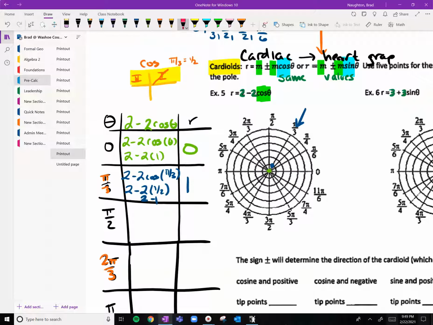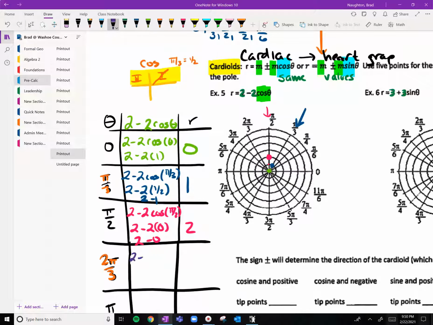Alrighty. So we're going to go 2 minus 2 cosine of pi over 2. So 2 minus 2 times 0 is going to give me 2 minus 0, which is 2. So right here at pi over 2, I'm going to go 1, 2. Hopefully you're picking up how we're plotting these, going with our theta and then our radius.